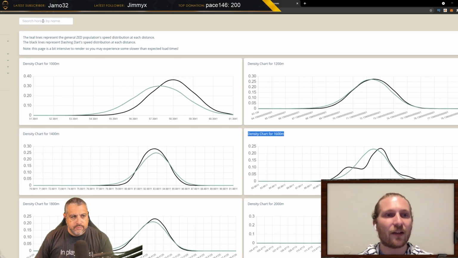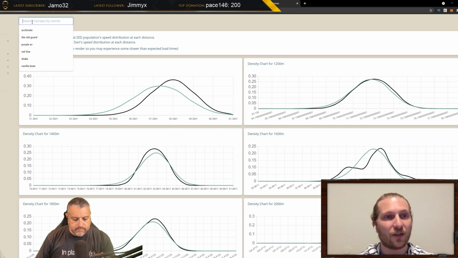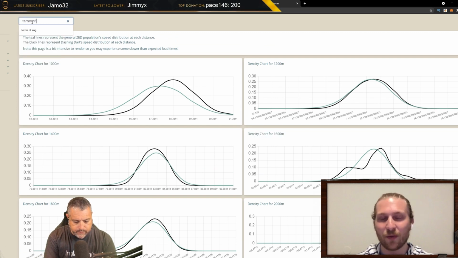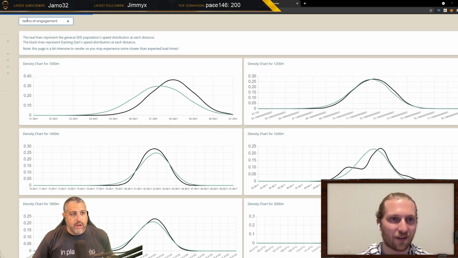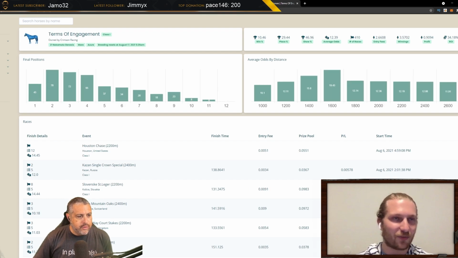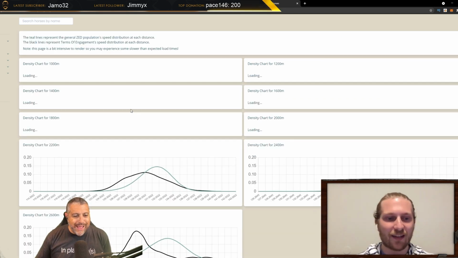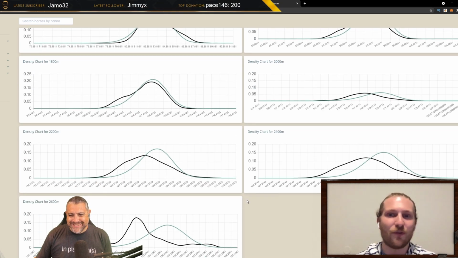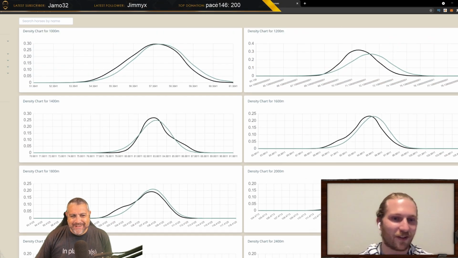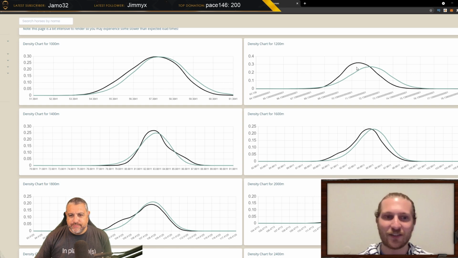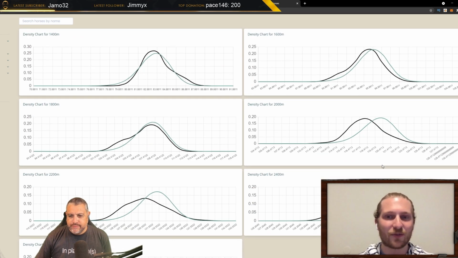That stable has another horse named Terms of Engagement, who's not necessarily a winner, but I would like if you could pull up the speed analysis chart for this. It's like the most beautiful looking speed analysis chart you can ask for. Look at the 2000 meter, 2200 meter, 2400 meter. It's like a normally distributed curve, but just faster than everyone else.